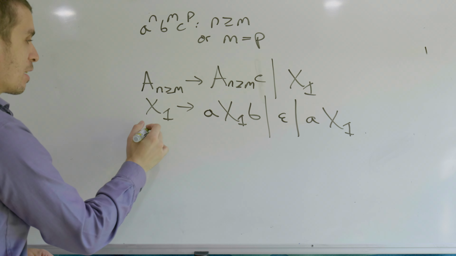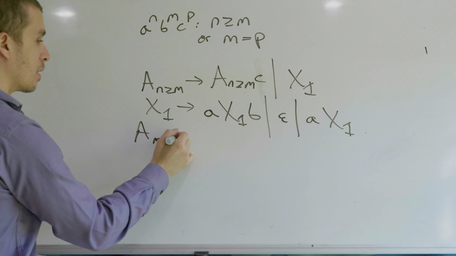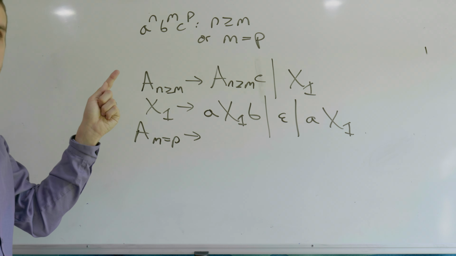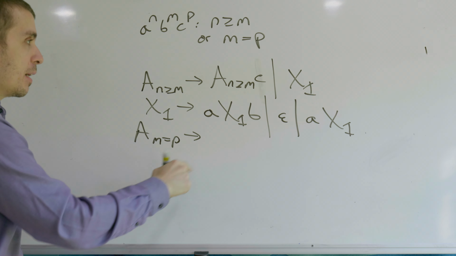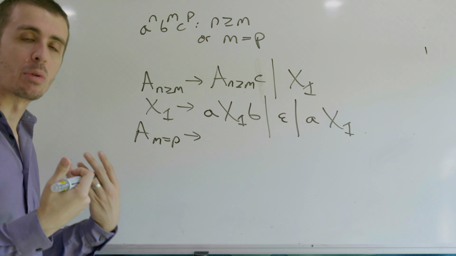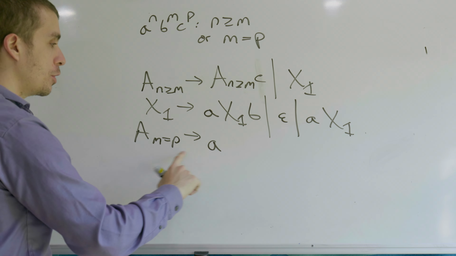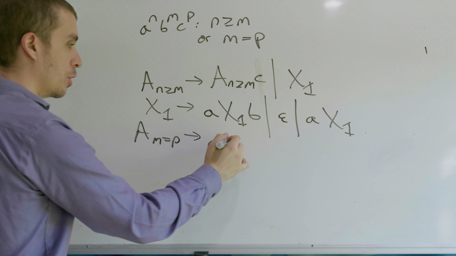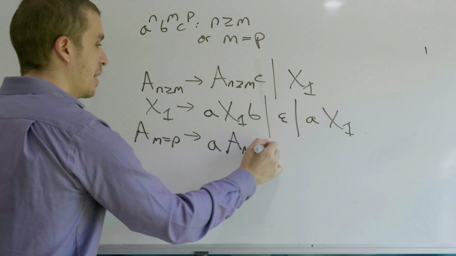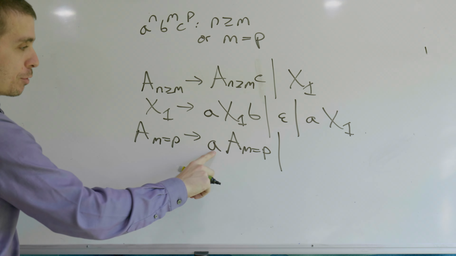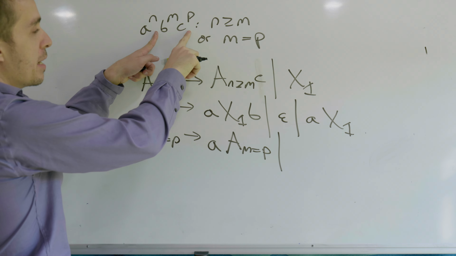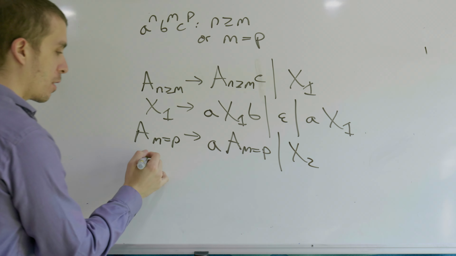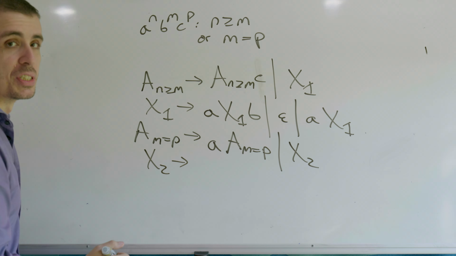Let's handle m equals p. So similarly to this previous one, the number of a's for this case does not matter. So let's go ahead and have this variable just spit off as many a's as we want at the beginning. We need to recursively call this variable by spouting off an a at the beginning and then recursively calling it. So that will look like this. And then once we're done with those, now we're focused on the number of b's and c's. And so let's transfer to a different variable called x2, which is going to do precisely that.